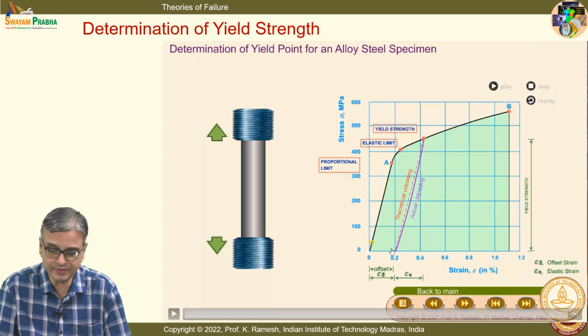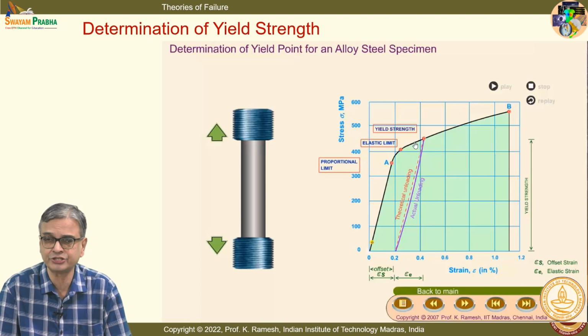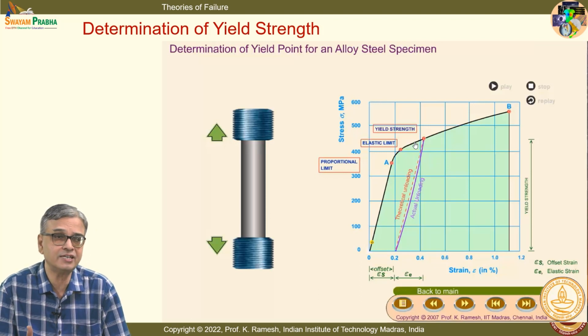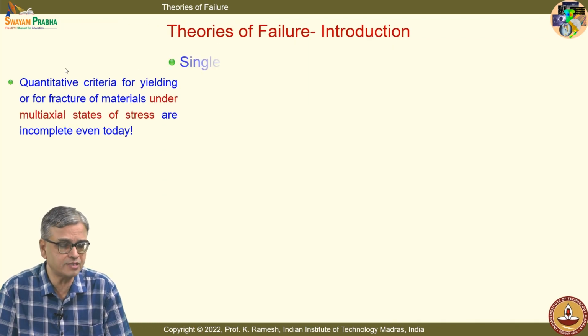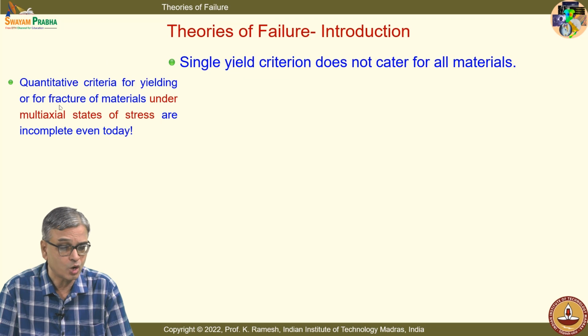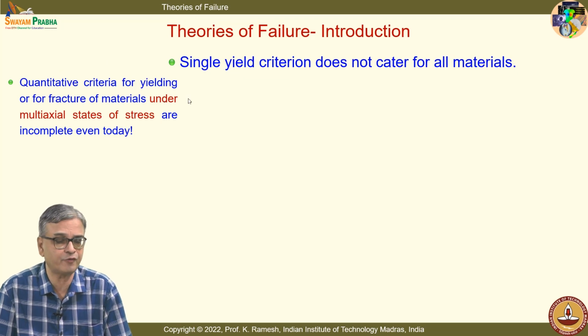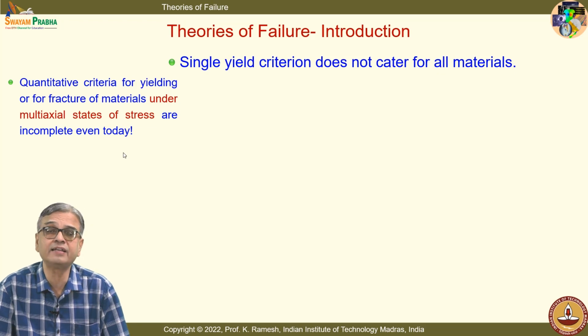So, the offset strain is very important. You allow a small amount of plastic deformation when you are not in a position to find out the yield strength by a sharp change. You take that as a yield strength for all practical purposes. And you know this is a very important statement that you should write it. Quantitative criteria for yielding or for fracture of materials under multi-axial states of stress are incomplete even today.